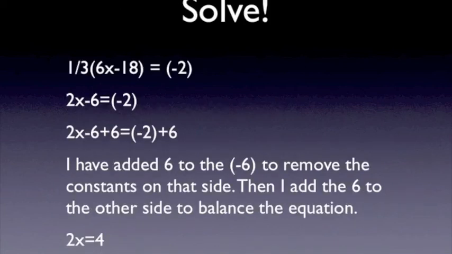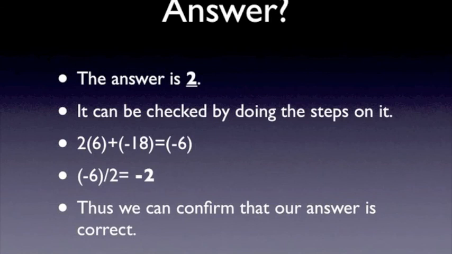Solve. 1/3 times (6x minus 18) in brackets equals negative 2. 2x minus 6 equals negative 2. 2x minus 6 plus 6 equals negative 2 plus 6. I've added 6 to the negative 6 to remove the constants on that side. Then I add the 6 to the other side to balance the equation. Thus, I form the equation 2x equals 4. The answer? The answer is 2.